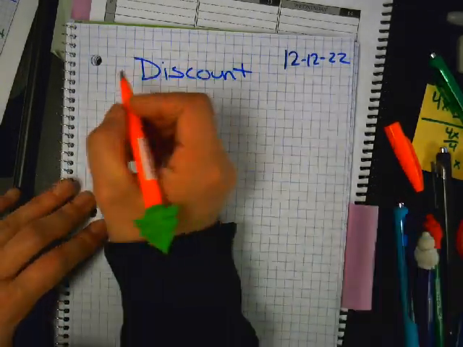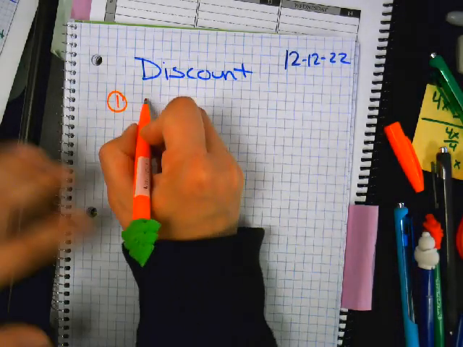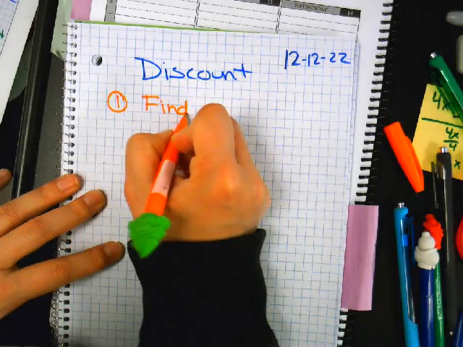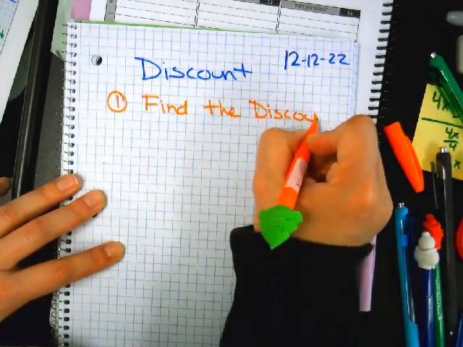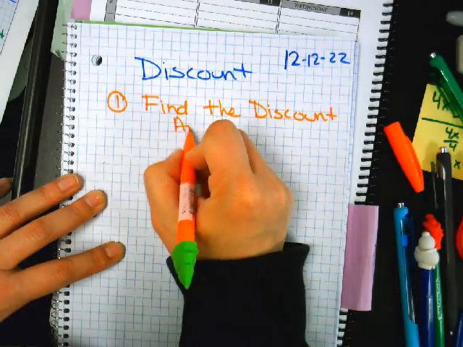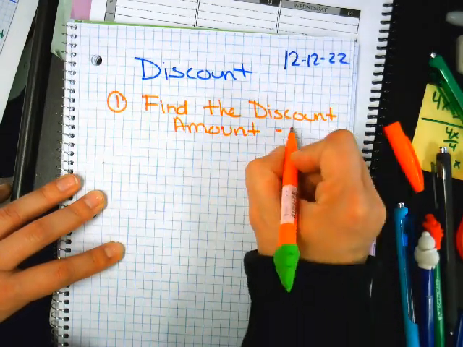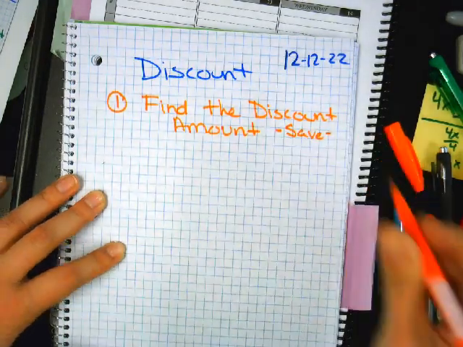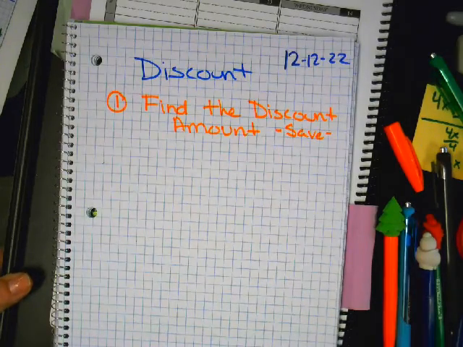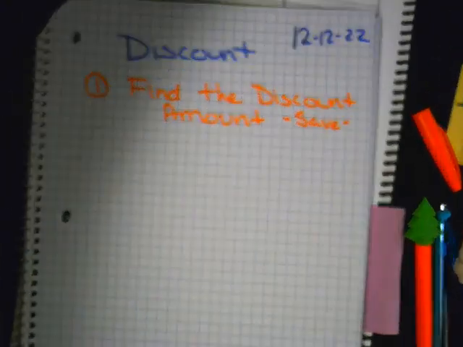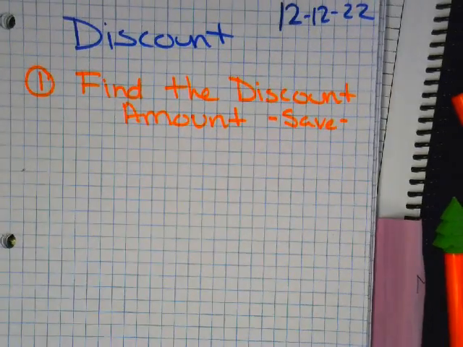So number one, the first thing you do on the discount is you're going to find the discount amount. Discount amount, meaning how much you save. Am I going to save $10? Am I going to save $20? The first step is to find the discount amount. How much you save.